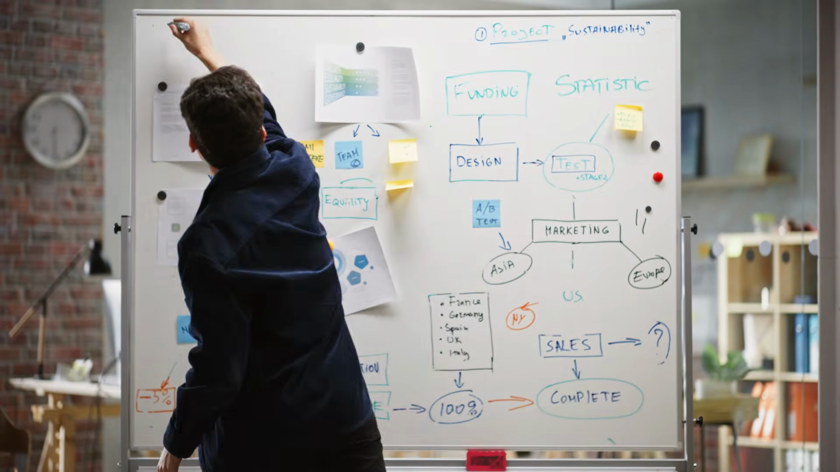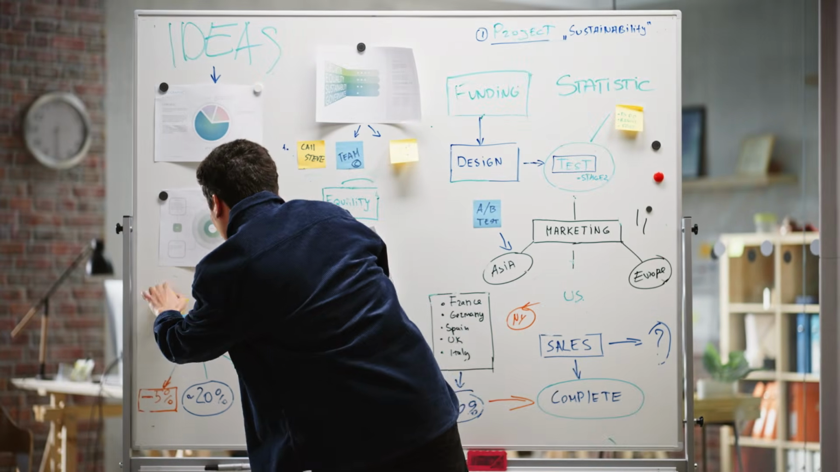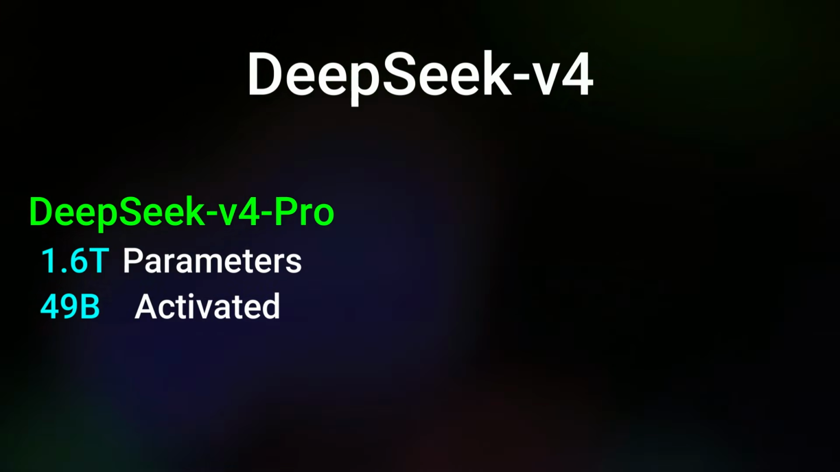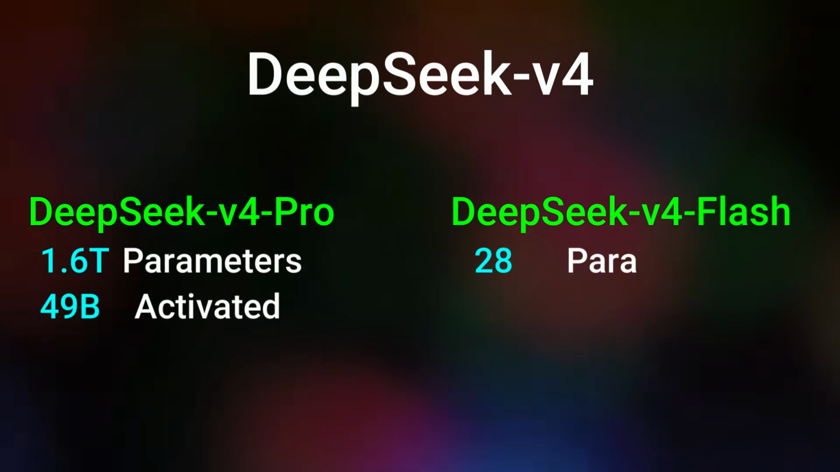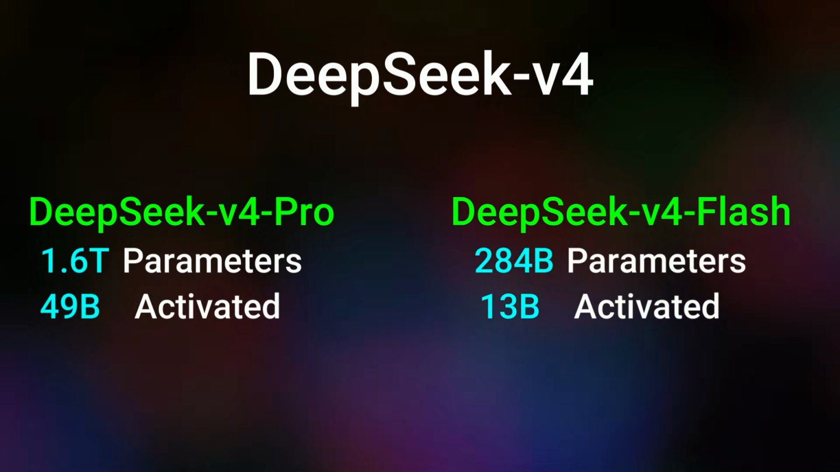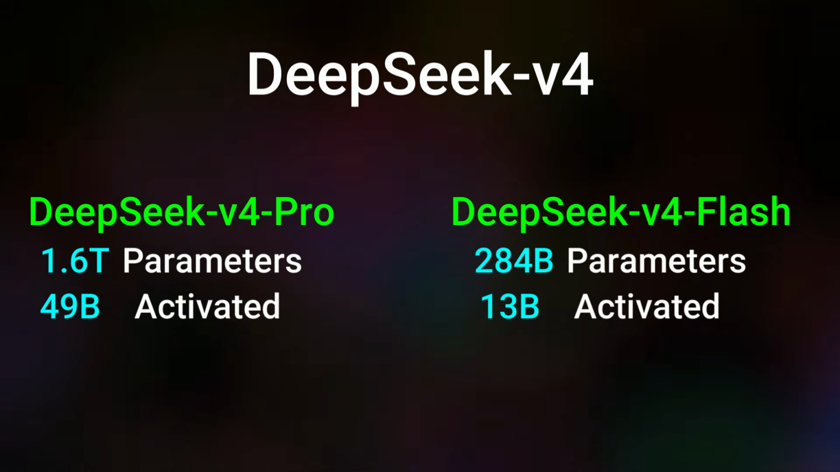But DeepSeek spent the last year rebuilding the transformer architecture from the ground up to break that wall. Introducing the DeepSeek version 4 series: DeepSeek version 4 Pro with 1.6 trillion parameters and 49 billion activated, and DeepSeek version 4 Flash with 284 billion parameters and only 13 billion activated.